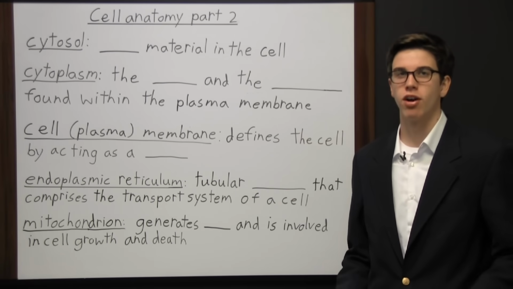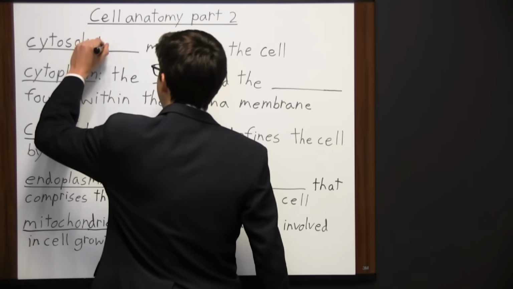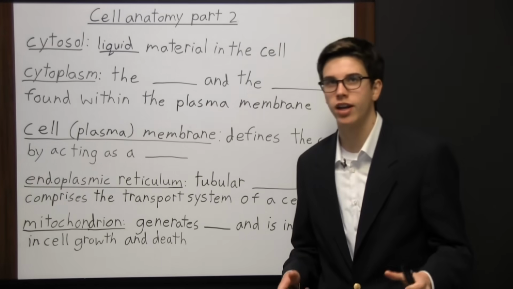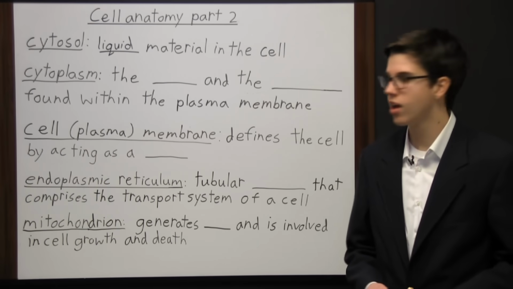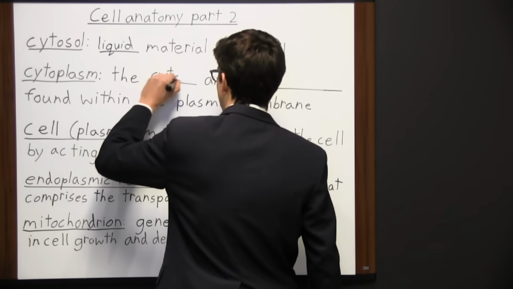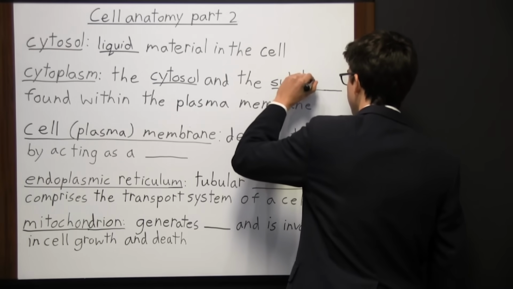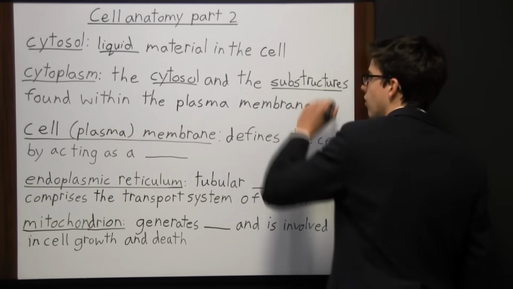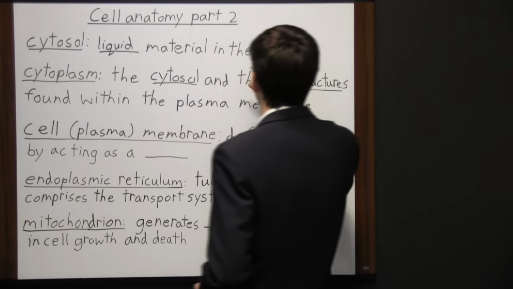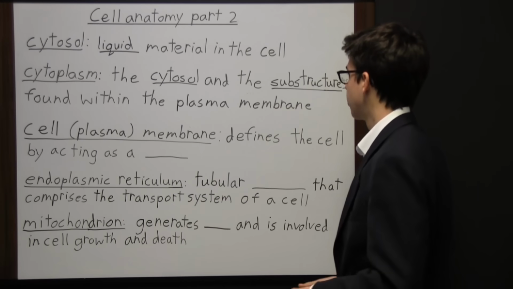We're going to take a look at some parts of cell anatomy, starting with cytosol, which is liquid material in the cell. It is mostly water, but it also contains some floating molecules. And then we have cytoplasm, which is a term used to cover the cytosol and the substructures found within the plasma membrane. So the cytoplasm is a collective term for the cytosol, which is the liquid material in the cell, and the substructures, or we could say the organelles found within the plasma membrane.